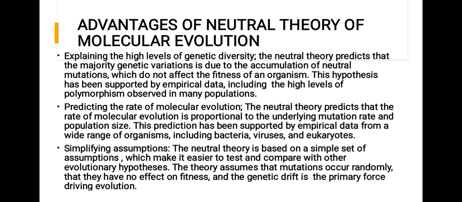Once again, explaining the high levels of genetic diversity. The neutral theory predicts that the majority of genetic variation is due to accumulation of neutral mutations which do not affect the fitness of an organism. This hypothesis has been supported by empirical data, including the high levels of polymorphism observed in many populations. Predicting the rate of molecular evolution: the neutral theory predicts that the rate of molecular evolution is proportional to the underlying mutation rate and population size.